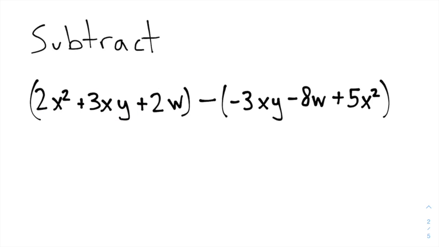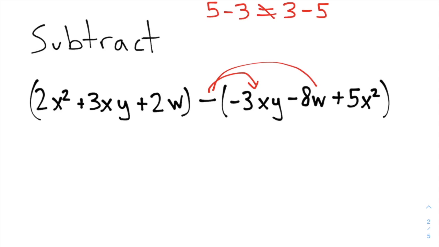Okay, in this problem, we're subtracting. Order does matter when we're subtracting. Think about 5 minus 3 is not the same thing as 3 minus 5. In subtraction, it matters what comes first. So I can't just get rid of these parentheses here. What I'm going to do is turn this problem into an addition problem by distributing the negative to every term inside the second set of parentheses.